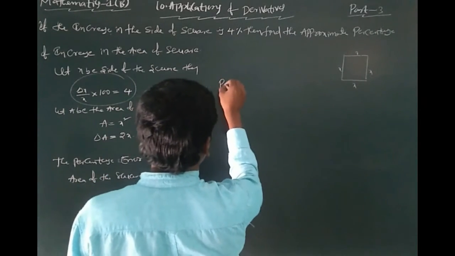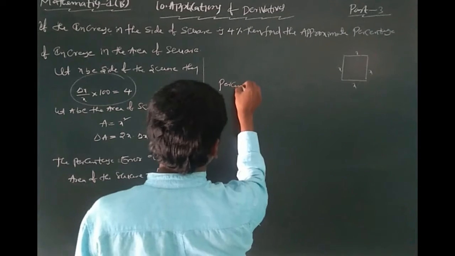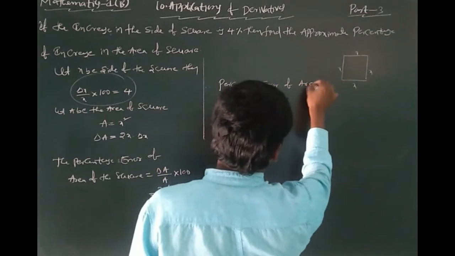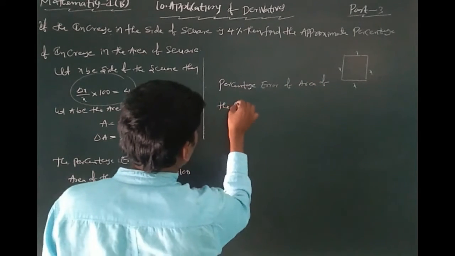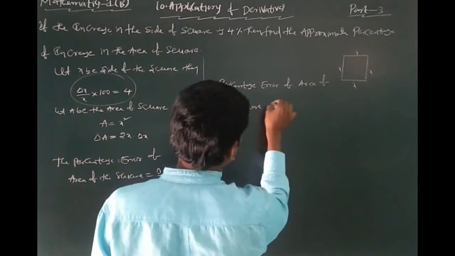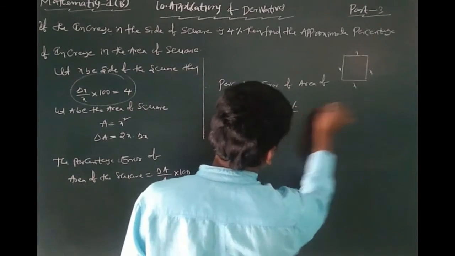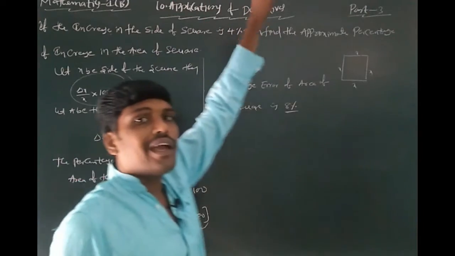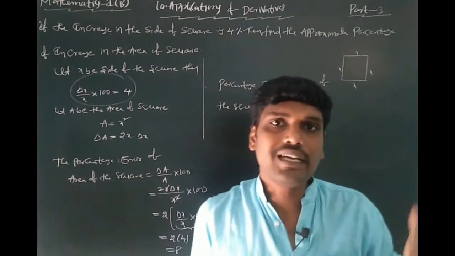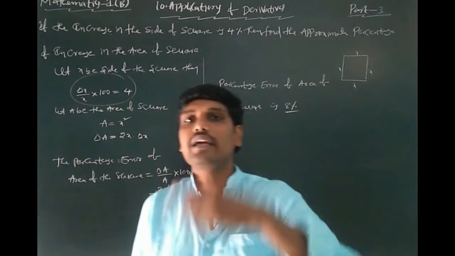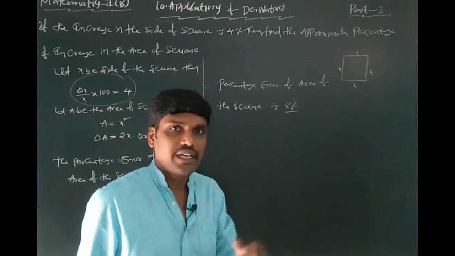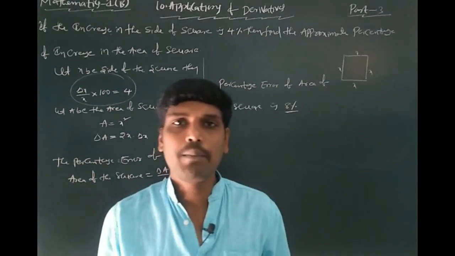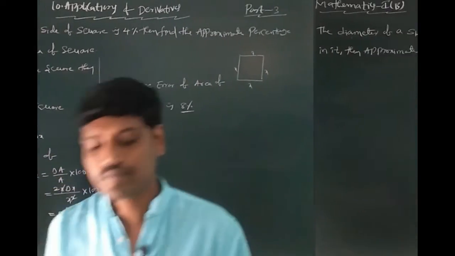Therefore, the percentage error of the area of the square is 8%. How many percentage? 8%. Suppose the side of the square increases 4%, then the area of the square increases by 8%. This problem is very important, a repeated problem in the IB examination.